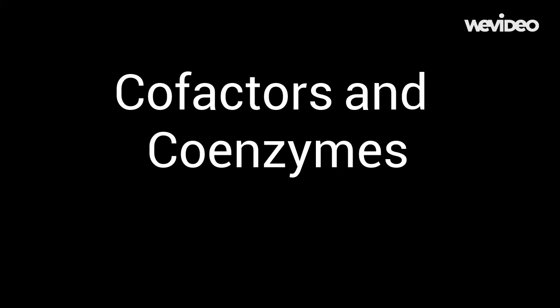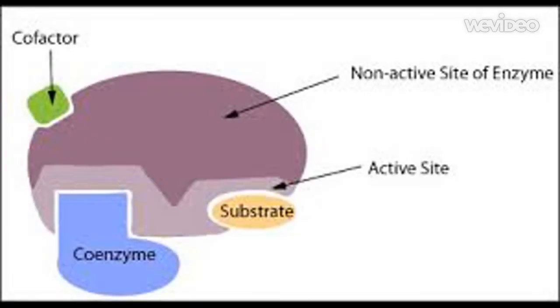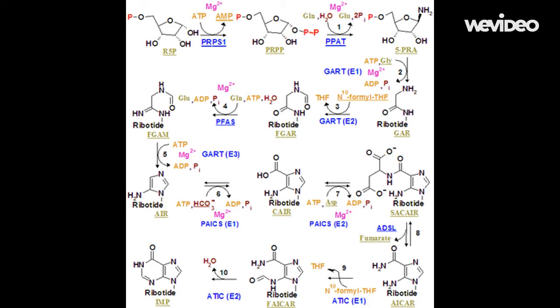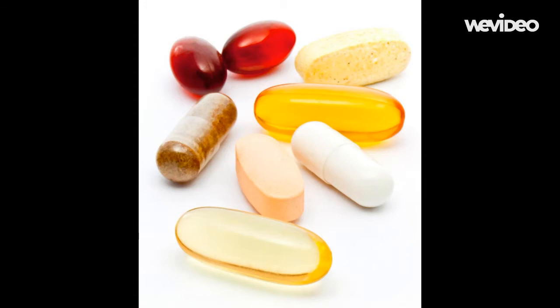Cofactors and coenzymes are used to assist the enzyme in binding to the substrate. It works by binding to the active site so that the substrate can fit. Cofactors are inorganic molecules, while coenzymes are vitamins.